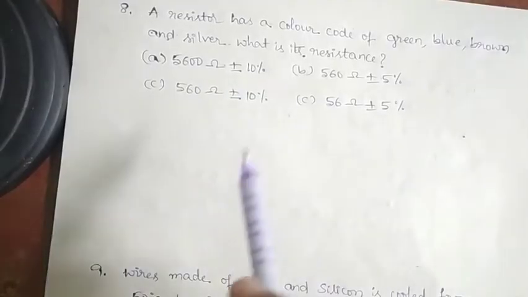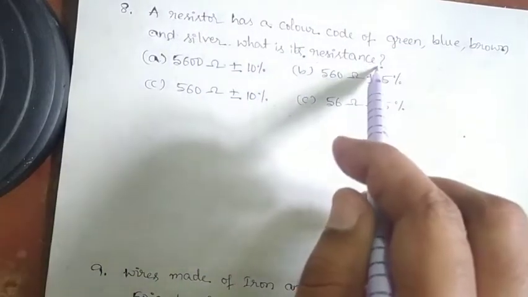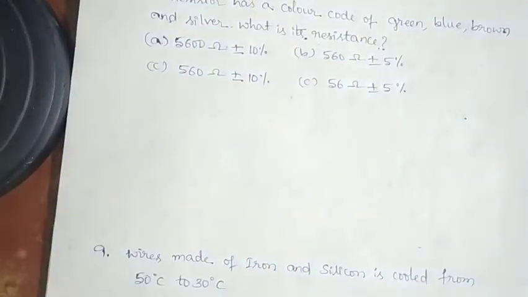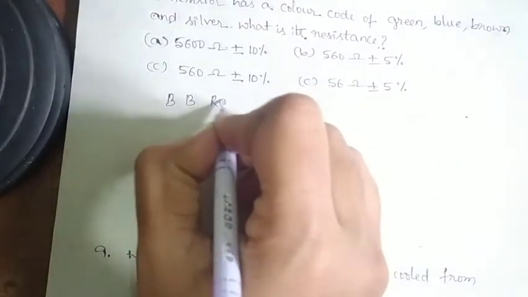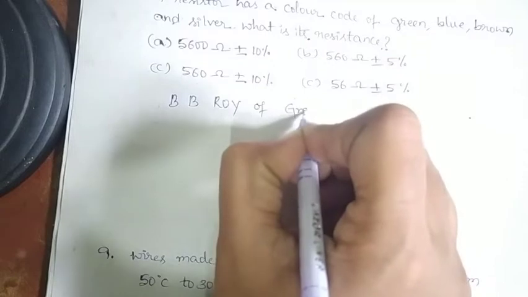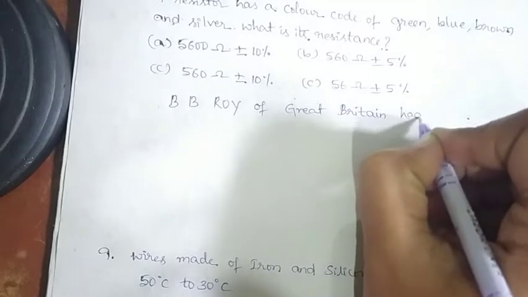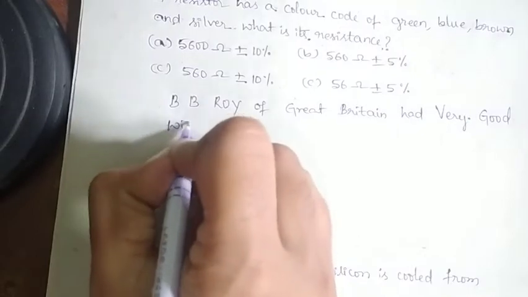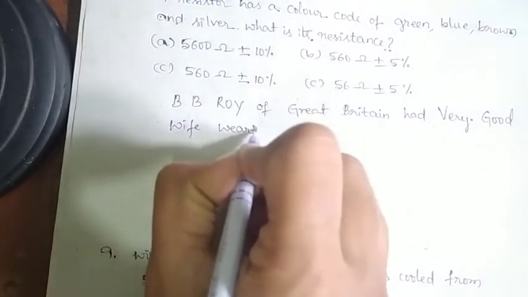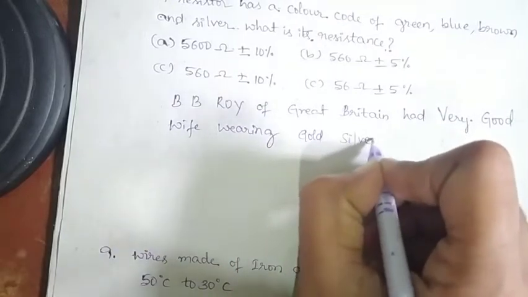Next question. A resistor has a color code of green, blue, brown and silver. What is its resistance? Now, in the tabular column of color coding of a resistor, we have to remember a sentence: B.B. Roy of Great Britain had very good wife wearing gold, silver necklace.